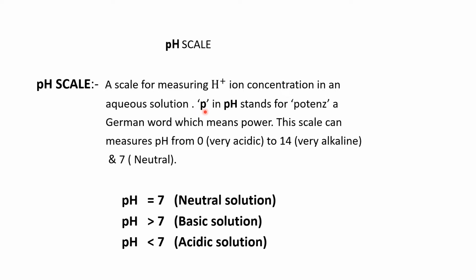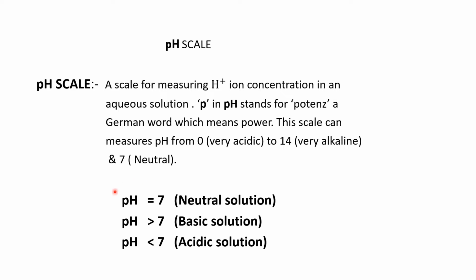As you can see, the P in pH stands for potenz, which is a German word which means power. So the pH scale can also be said as the power of hydrogen ion of an aqueous solution. Okay, so this scale can measure the pH from 0, that is very acidic, to 14, that is very alkaline, and 7, that is a neutral solution.